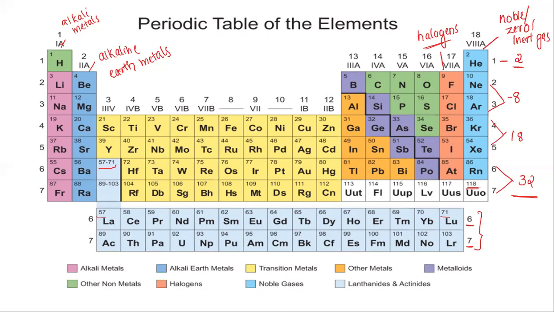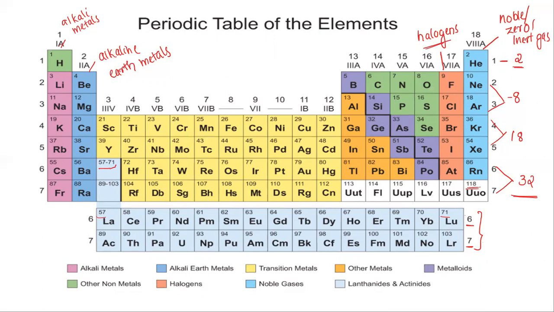And the elements which are kept at the bottom of the periodic table are known as lanthanide and actinide series. First and second group is S block. 13 to 18 is P block. 3 to 12 is D block. And the elements at the bottom of the periodic table are known as F block. D block is also known as transition elements. F block is known as inner transition elements. This much is clear. Then one more thing, we can see a zigzag line.